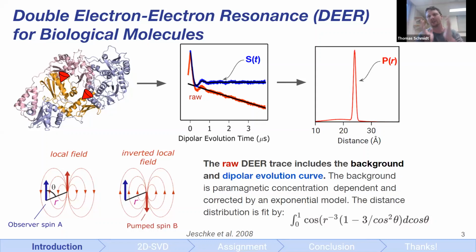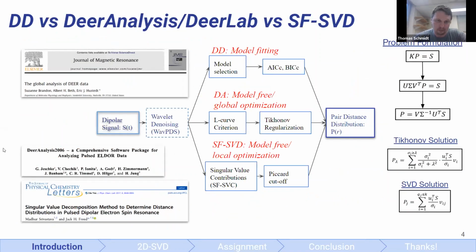Now that sounds very simple, right? Here's a protein, label it, get a distance distribution, great. The tricky thing is really converting the S of t to a P of r, because it's an ill-posed problem and we need to play some tricks. In our lab, we mainly use three different methods, and there are many other flavors, to be fair. We start with our dipolar signal S of t. We can apply different filters, in this case maybe wavelet denoising, and now we can diverge.